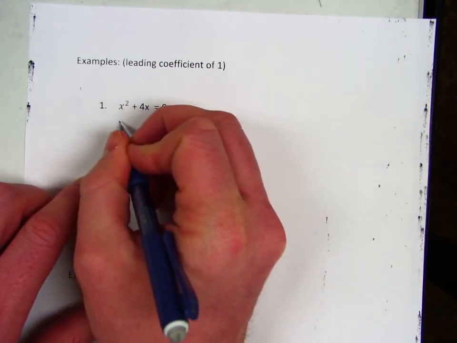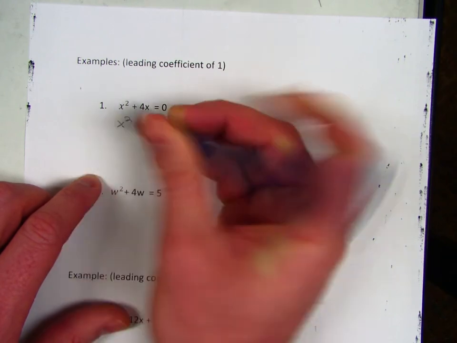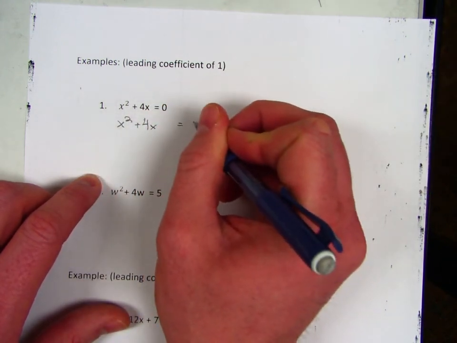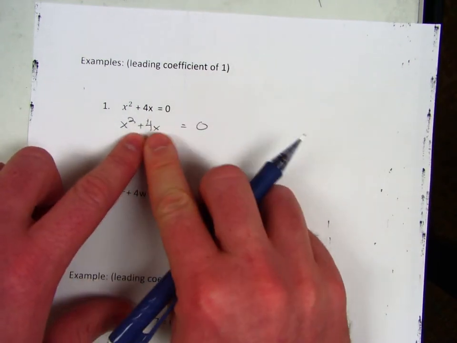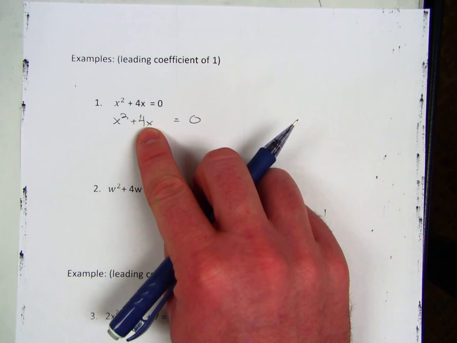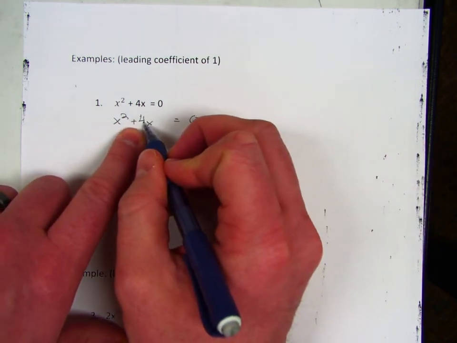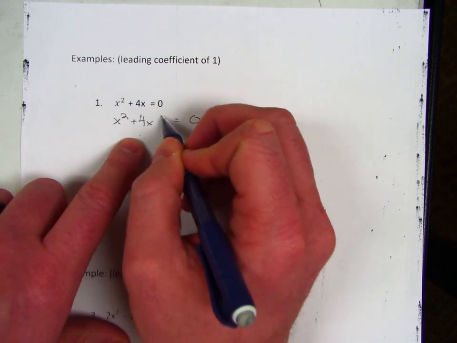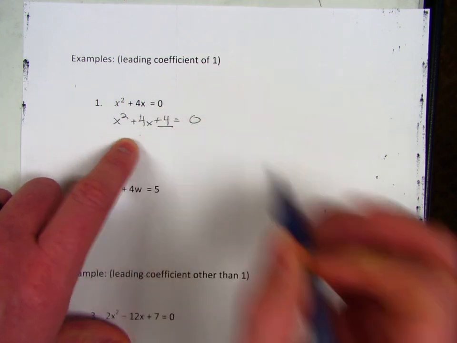So let's start by making this a perfect square. I'm leaving a little space there. So what c value would make this a perfect square? Well, hopefully if you're thinking back to these previous examples, you're thinking, okay, I can take my b value, divide it by 2 to get 2, square that value to get 4.